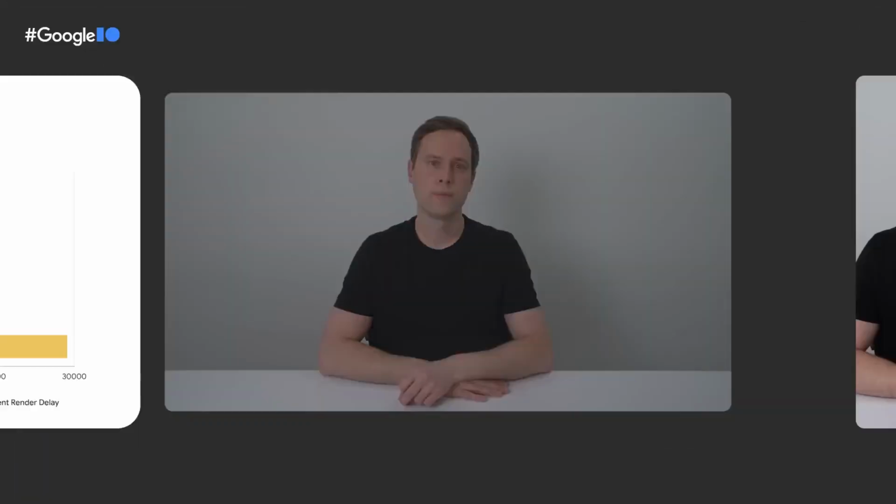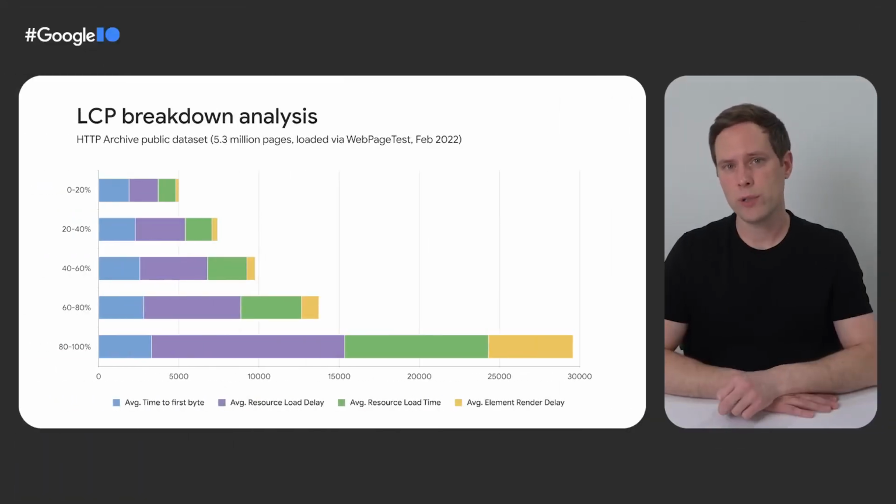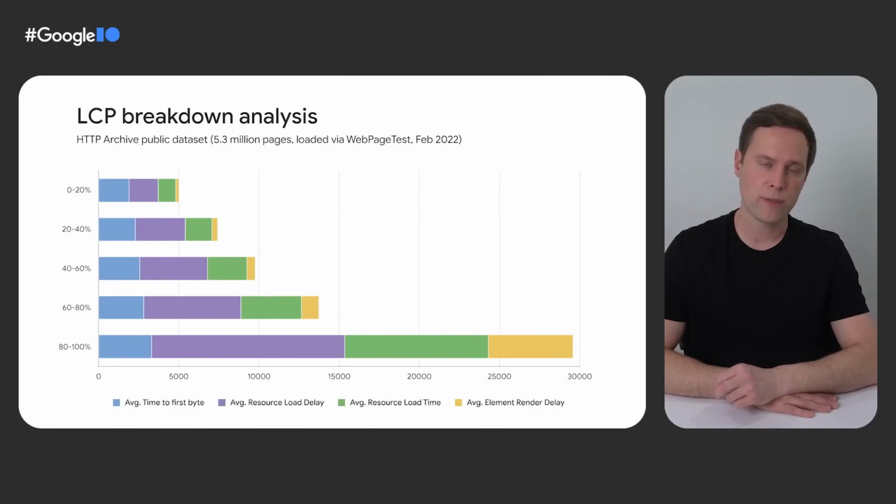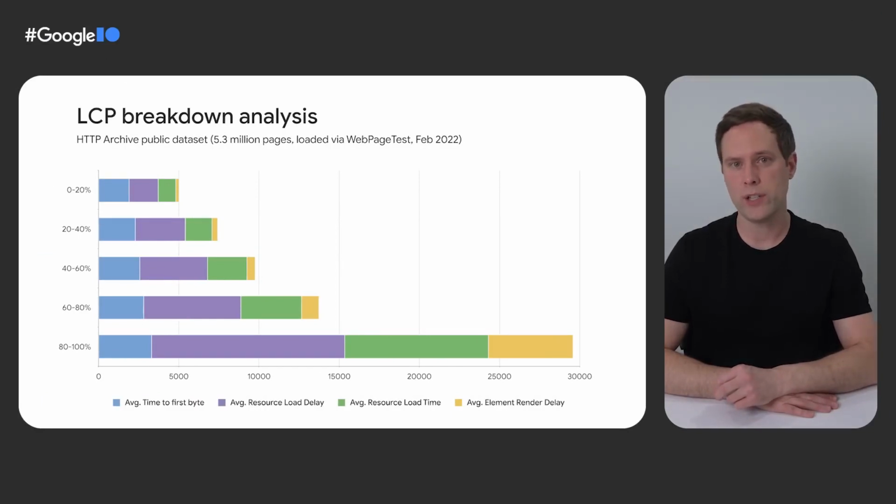And speaking of opportunities to improve, I bet you're probably curious to know what the breakdown of time spent in each LCP subpart looks like for sites in the real world. So unfortunately, we don't have real user data for these specific metrics yet, but we do have lab data from HTTP Archive, and that can give us some insight into answering this question. Here is a chart that shows the breakdown of LCP subpart timings from 5.3 million web page test runs, which is every single page in HTTP Archive where the LCP element was an image with a URL source.